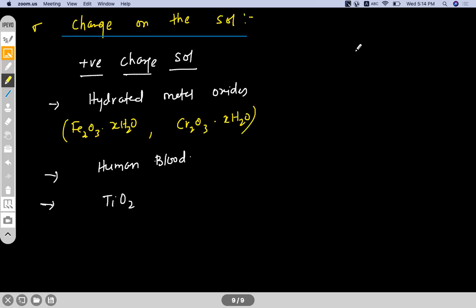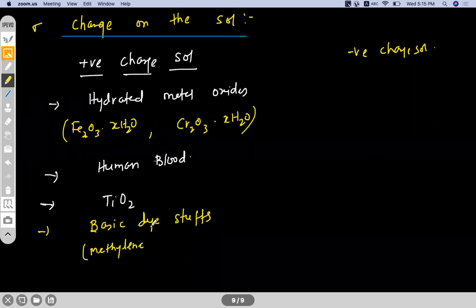Negatively charged sol. Let me just check any other example we have. Oxides of TiO2. We have some more examples. I'll write them down. Hydrated metallic salts we have in detail. Basic dye stuffs. This is the term written. We don't have many examples over here. Three, four, five examples we have that you need to keep in mind, like methylene blue sol. It is an example of a basic dye stuff. All these are positively charged sols.